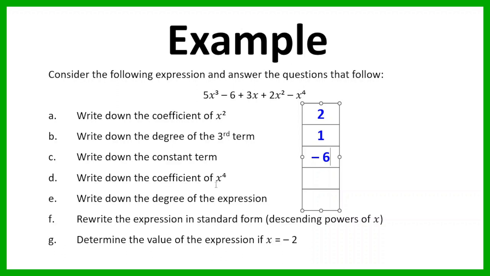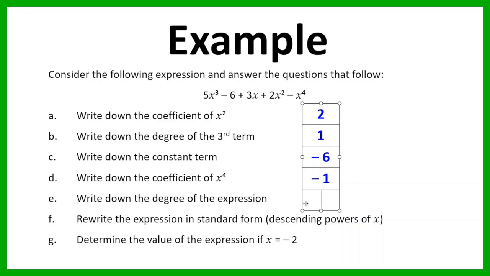Then I've got to write down the coefficient of x to the power of 4. So now again, I need to find x to the power of 4. That is this one over here. And I need to write down the coefficient, which is the number that belongs to it. Now, it's negative, but I can't see a number over there, which means that it's going to be 1. So it's negative 1.